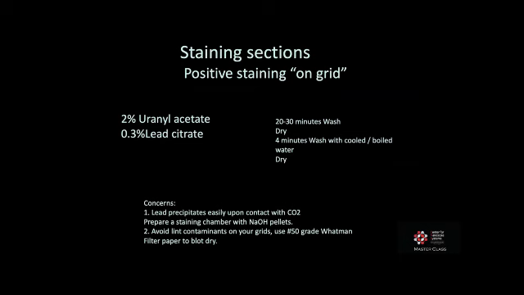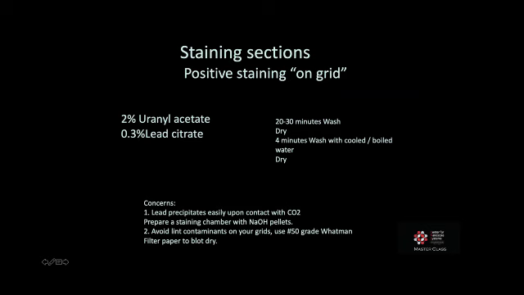So we've infiltrated our tissue in advance of embedding with heavy metals. That's called en bloc staining. But after we've sectioned them, the sections are still nearly transparent to the electron beam. So we're going to have to do some positive staining on grid. So on grid staining, we use 2% uranyl acetate, followed by a 0.3% lead citrate. We use UA for 20 to 30 minutes, wash thoroughly, dry the grid, 4 minutes on the lead citrate with cooled boiled water, wash it with cooled boiled water, and then dry thoroughly.